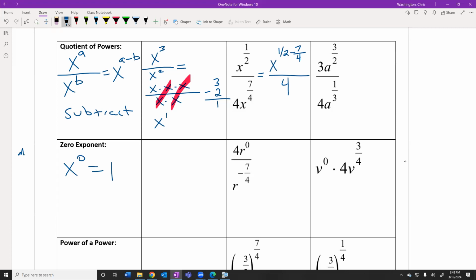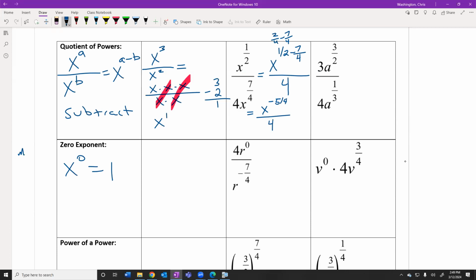Just like we multiplied earlier, if we had numbers on top and bottom, we would also simplify those the same way you would simplify them a long time ago when you first learned fractions. So if I had a 2 on top and a 4 on bottom, I would simplify that to 1 over 2, and then I would still subtract the exponents. So in this case, this is really 2 over 4 minus 7 over 4, which is negative 5 over 4. So we get x to the negative 5 over 4 on top, and we get 4 on bottom.